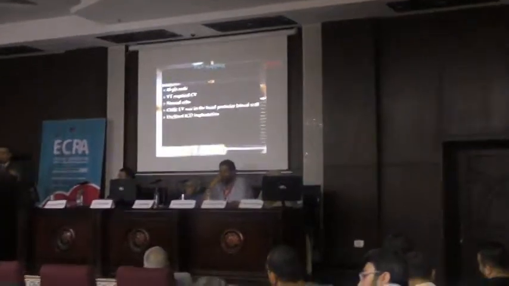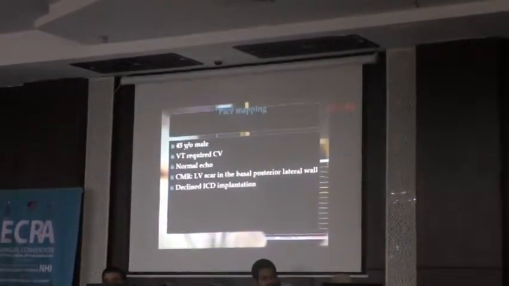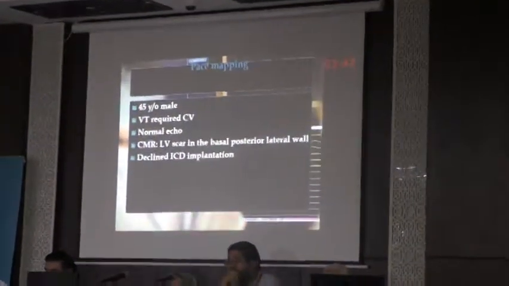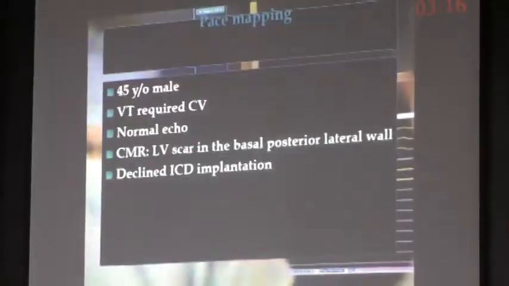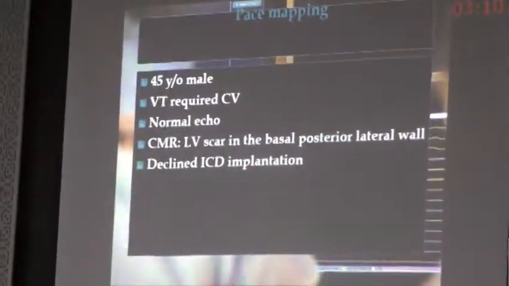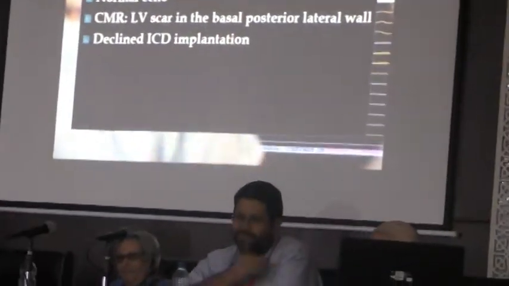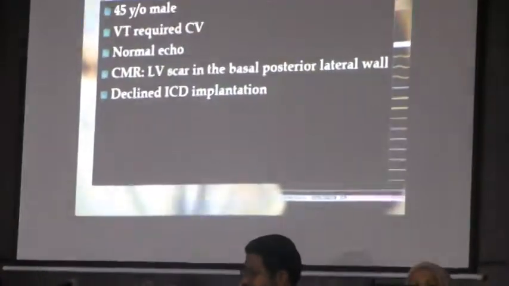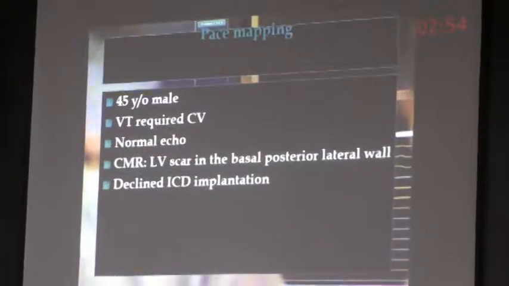So let's look at this patient, a 45-year-old male with VT, a single episode of VT, which required cardioversion. His echo has been normal in our center and in another center, and we decided to do cardiac MRI. We tend to do cardiac MR in every single patient now. We found that there is myocardial LV scar in the basal posterior LV lateral wall. And this patient has been offered an ICD by ourselves and other colleagues because of the scarring in the LV. And again, he doesn't wish to have one.